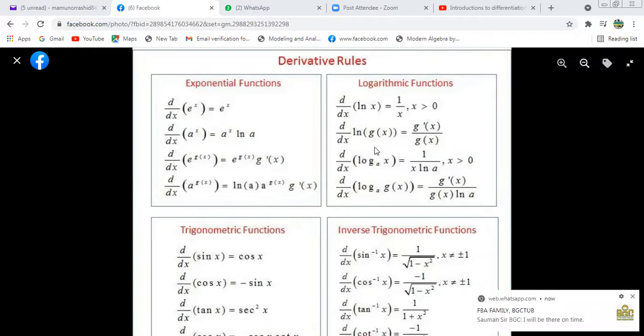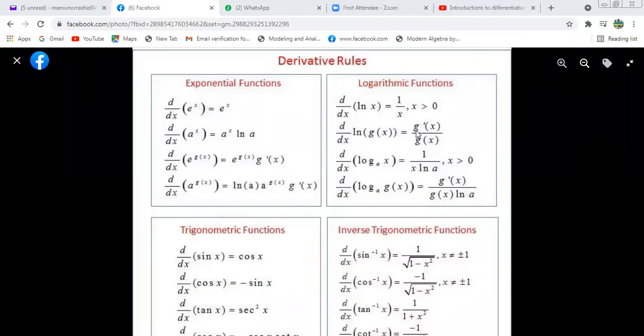x. So for the logarithmic function, d dx of ln x will be 1 by x for x greater than 0. Okay, x cannot be 0. d dx of ln of any function g of x will be the differentiation of g of x divided by g of x.